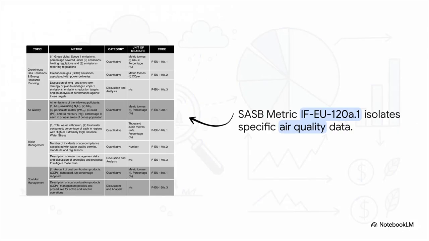And that is exactly where SASB metric IF-EU-120a.1 comes into play. This metric mandates the reporting of a very particular set of hazardous air pollutants. It isolates the exact air quality data electric utility entities need to disclose. Essentially, it cuts right through the noise and provides a strictly standardized framework for accountability across the board.